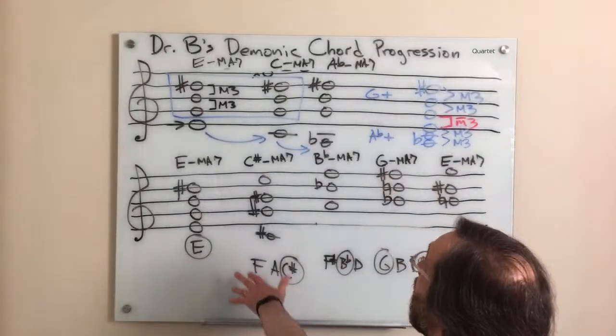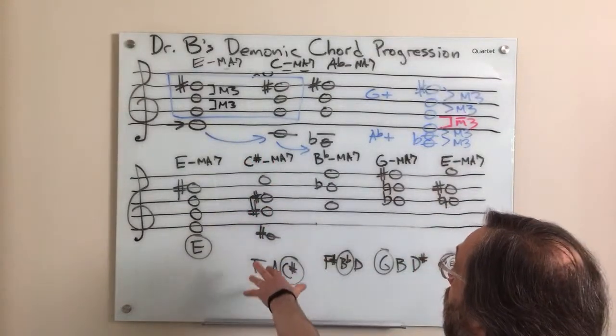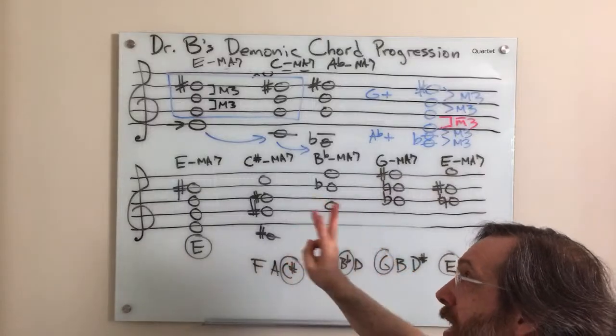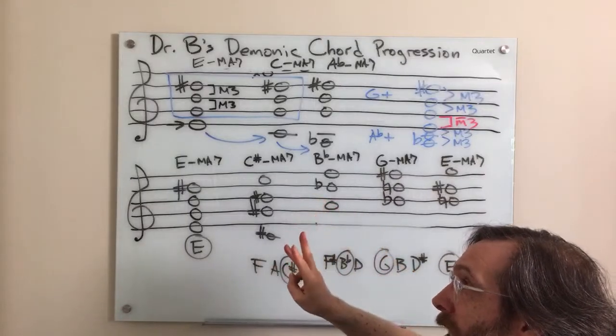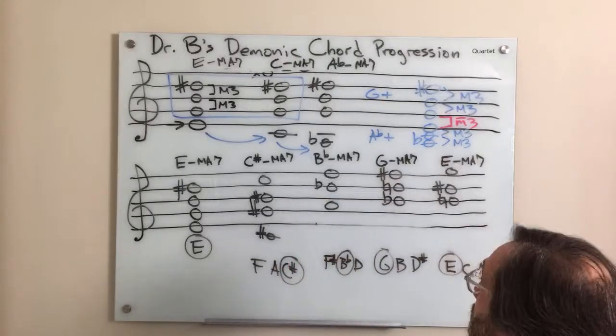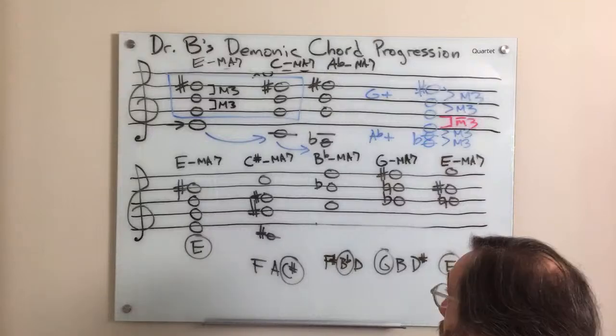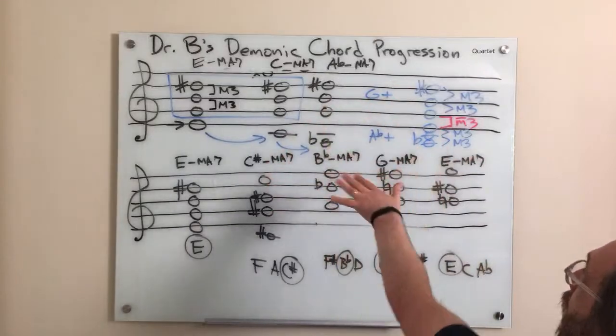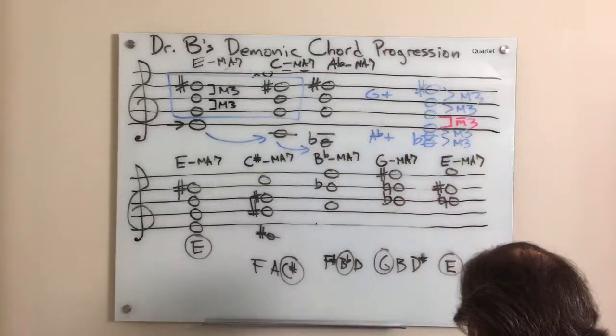And again, the whole idea is that for every augmented triad, there are 3 possible bass notes that will create a minor major 7 sonority. That's the whole premise of this. So what we have now is Dr. B's demonic chord progression. Here it is.